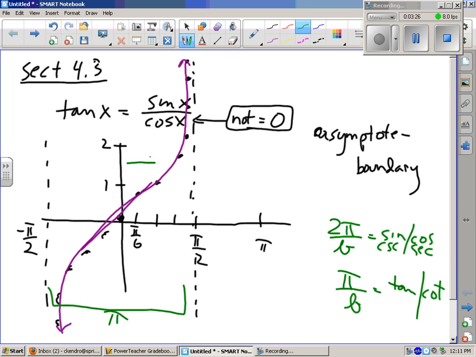So if you notice, tangent is split between the right half and the left half of the y-axis. So even though the period is pi, this label is pi over 2. This label is negative pi over 2. So when you go to put your boundaries in here, whatever the period is, you just cut it in half, and half goes to the right, half goes to the left. Now let's look at that compared to cotangent.